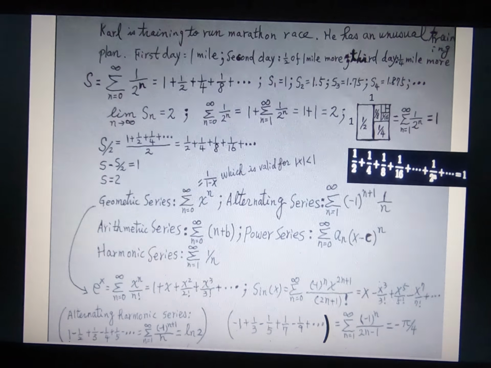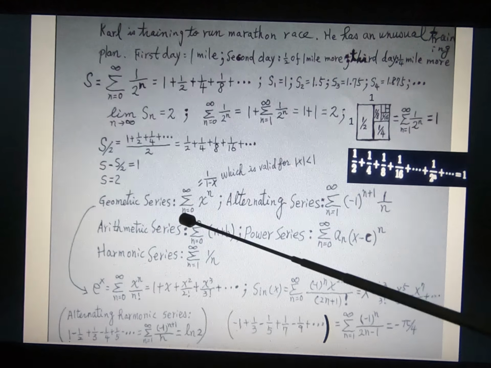Now these are application examples. For example, Kerry is training for a marathon, running a certain distance each day, and the total distance she runs is like this. One simple way of doing this is a half, quarter, 1/8, 1/16, and you can see the infinity sum is equal to 1.